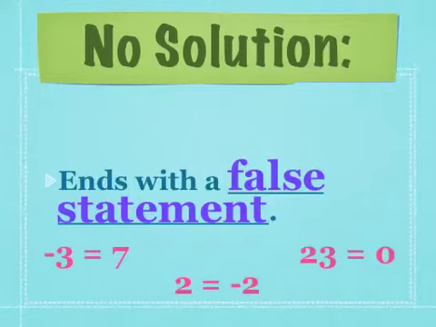When we have a false statement, when we're done solving our equation, our answer is going to be that there is no solution. What that means is that there's no value for x that I can plug in and make the equation true. No matter what you plug in, the equation is always going to be false.